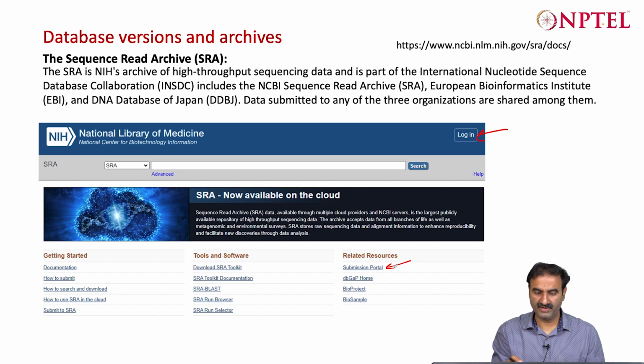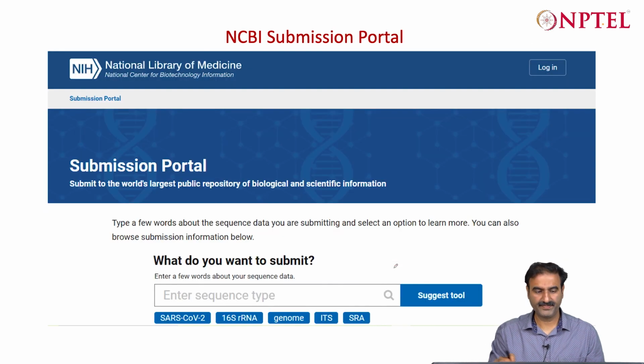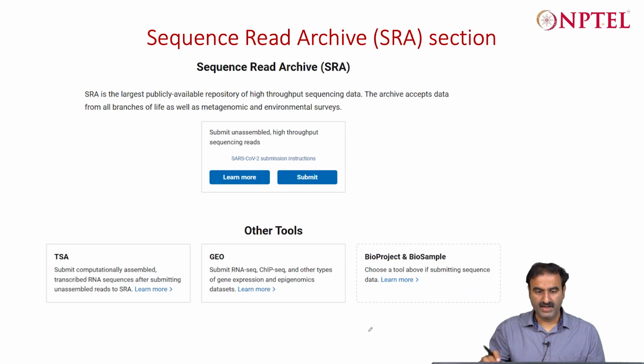You can also go directly to the submission portal link. This is the submission portal link. So what do you want to submit? It will ask you whether it's a DNA, RNA sequence, or some expression data, or anything that you want to type. A genome, 16S ribosomal RNA, SARS-CoV data was very important recently, so that is also an option. After that you will say that you want to submit.